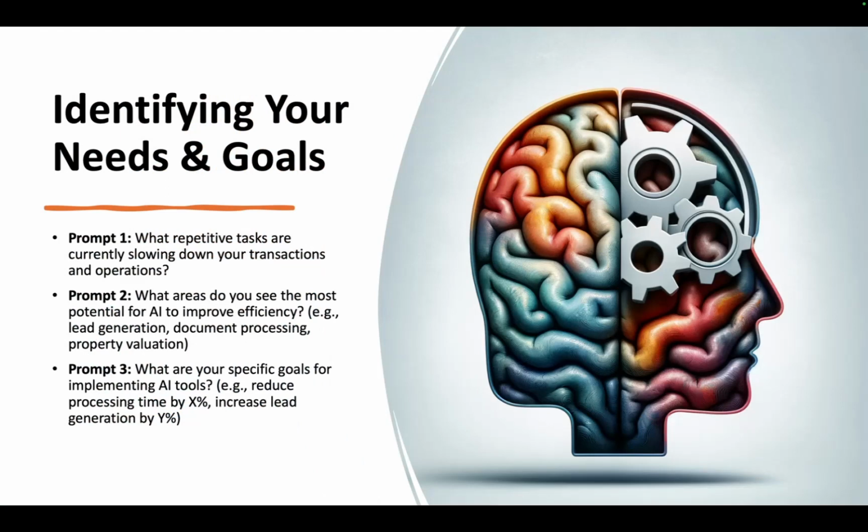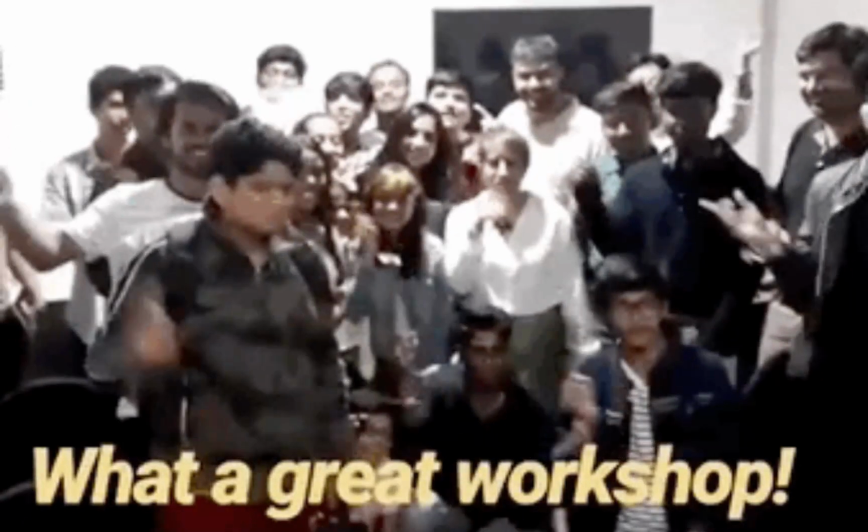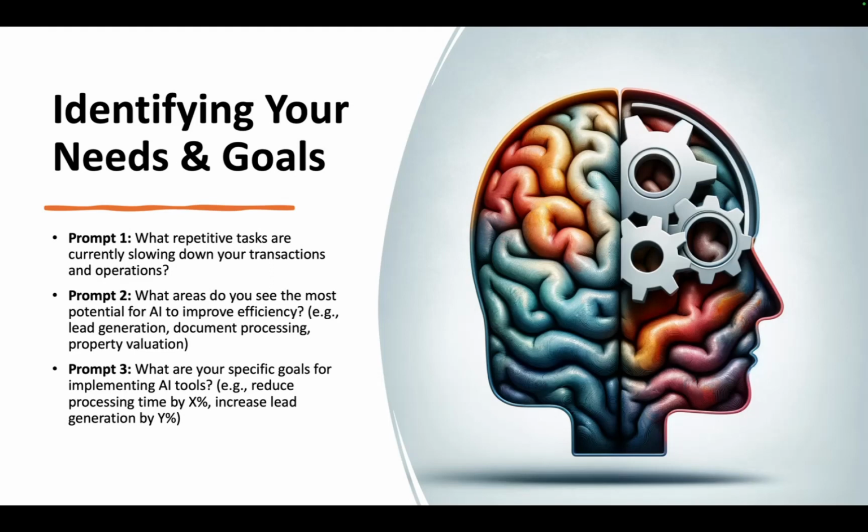So identify your needs and goals. The first prompt you want to ask yourself is, what repetitive tasks are currently slowing down your transactions and operations? The second is, what areas can I get the most potential, and where do I see the greatest efficiency gains within your business? So areas you might want to look at are lead generation, document processing, and property valuation. Then the final thing you want to look at are the specific goals for implementing AI tools.